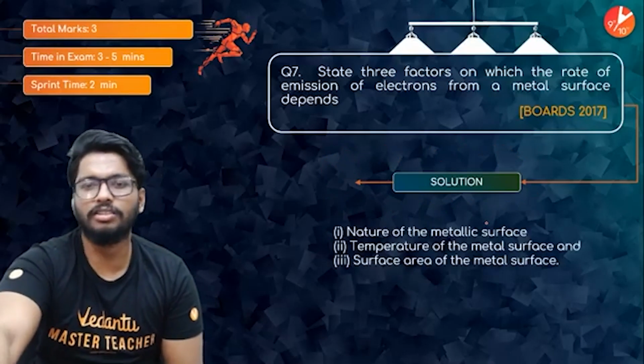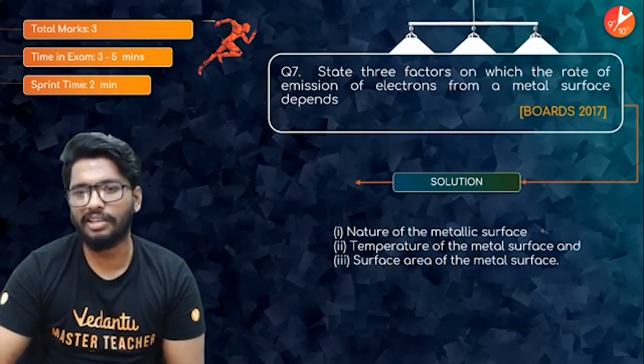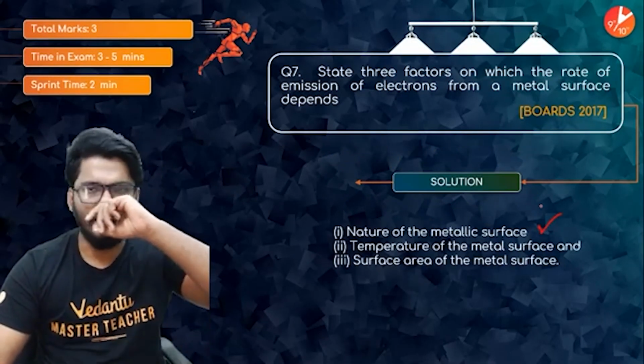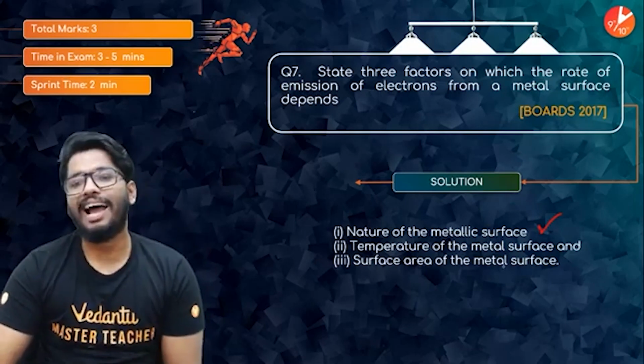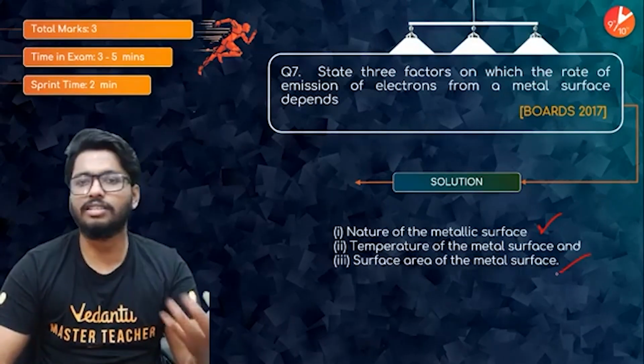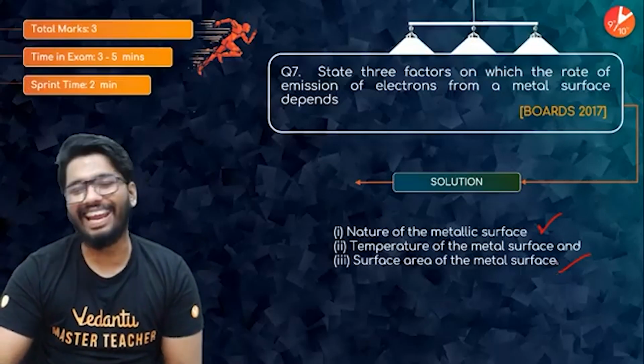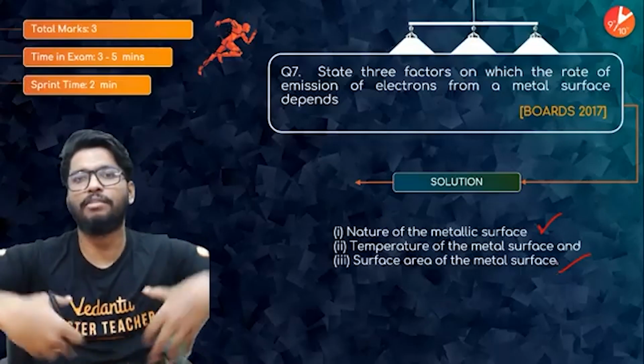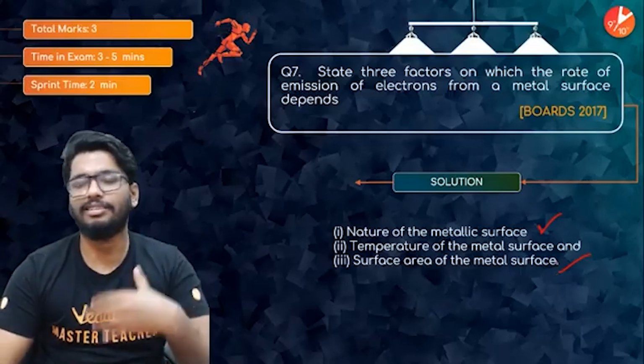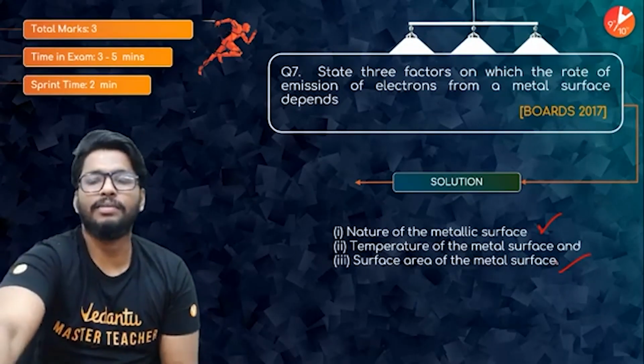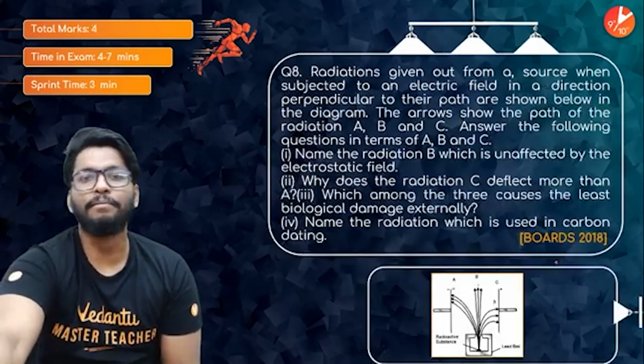So these are the three factors that you can talk about: temperature, the nature of the material, which is nothing but the work function that I just talked about, and the surface area of the material. All of these are factors that affect the rate of emission of electrons. How many electrons are emitted in a second? That rate of emission depends on all of these three factors, right?